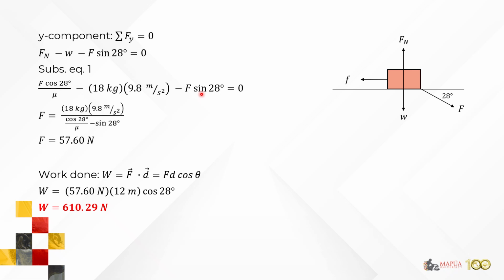And then lastly, we are asked to solve for the change in the energy of the block-floor system. But remember that for the work energy theorem, work is just equal to change in kinetic energy. So we could just write down that it's equal also to 610.29 newtons. Hopefully that's clear. Next.